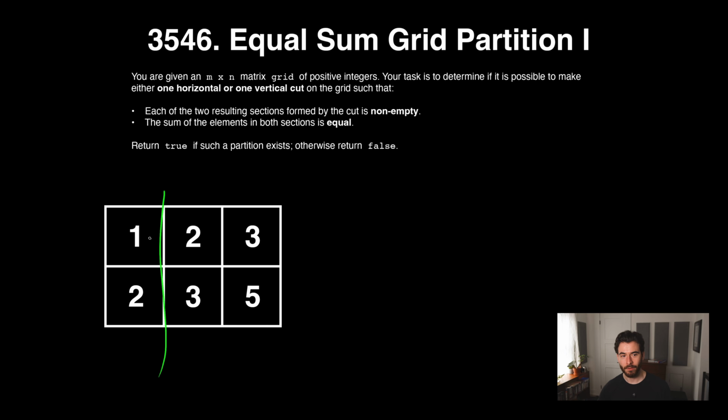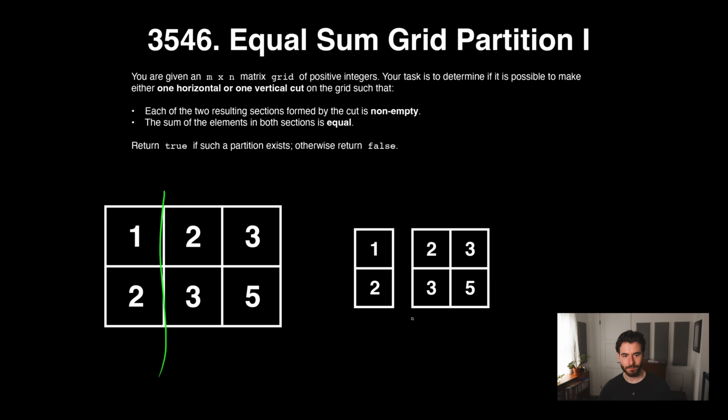So in this example, if we were to make a cut here, we would end up with two sections that look like this. And for the left section here, its sum would be 1 plus 2, which is 3. And for the right section, its sum would be 2 plus 3 is 5, 3 plus 5 is 8, and 5 plus 8 is 13. So we can see that these two sums are not equal to each other, which means that we would have to try another cut out.